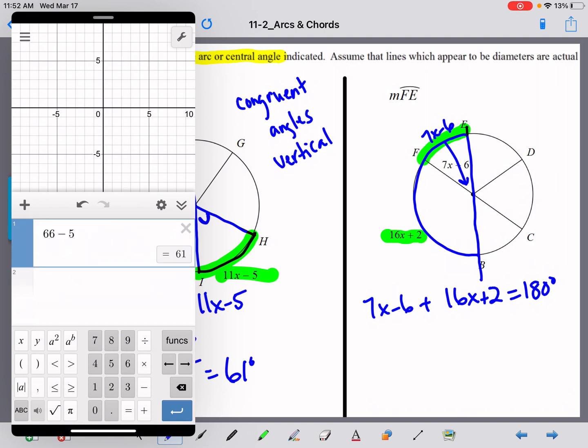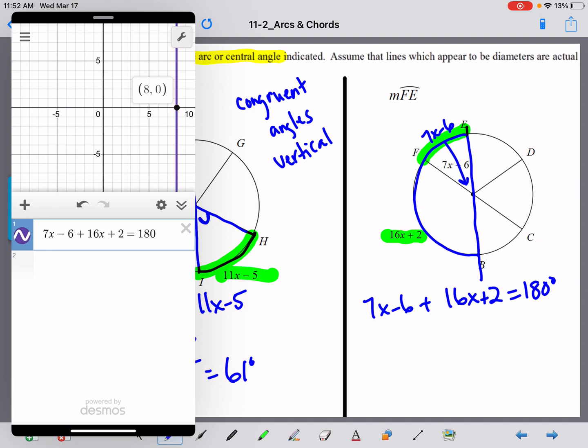So you got to be able to tell when you're going to set it equal to something or when you're going to have to add it and set it equal to 180. Or sometimes maybe you have to add two things and subtract them from 360. You've got to look at each problem. Each problem is going to be a little bit different, and you're going to have to figure out what you need to do. So let's erase some of this stuff now.